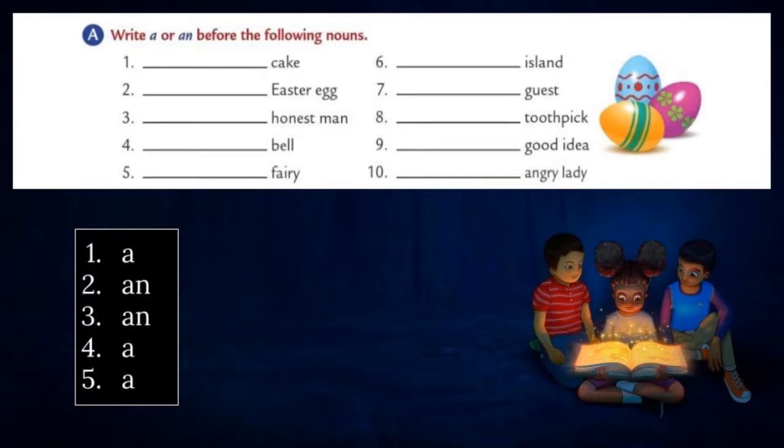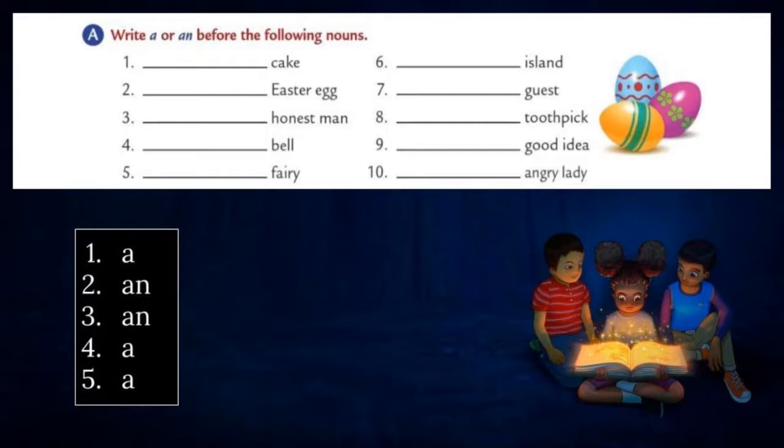Okay, let's see the first one, dash cake. Look at the first letter. Is it a vowel or a consonant? Yes, it's a consonant. So, which article should we write here, a or an? Yes, you're right. The first one is a cake. Let's move to the second one. What is the second answer? Dash Easter egg.